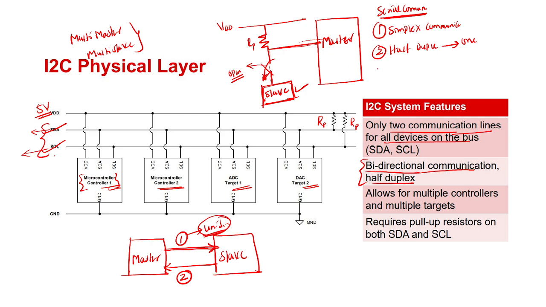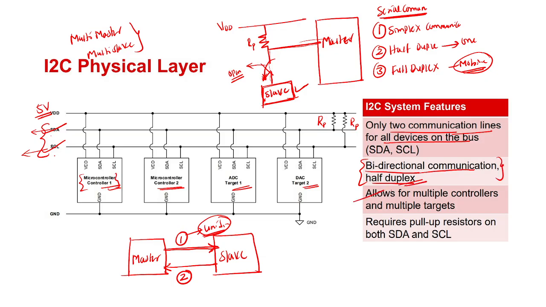And next, full duplex communication. Full duplex means your mobile phone. Mobile phone is full duplex type of communication. So what happens? When you are calling, both whoever is calling and whoever is receiving can talk simultaneously. Communication happens bidirectionally. That is full duplex communication. So basically I2C will support half duplex communication.